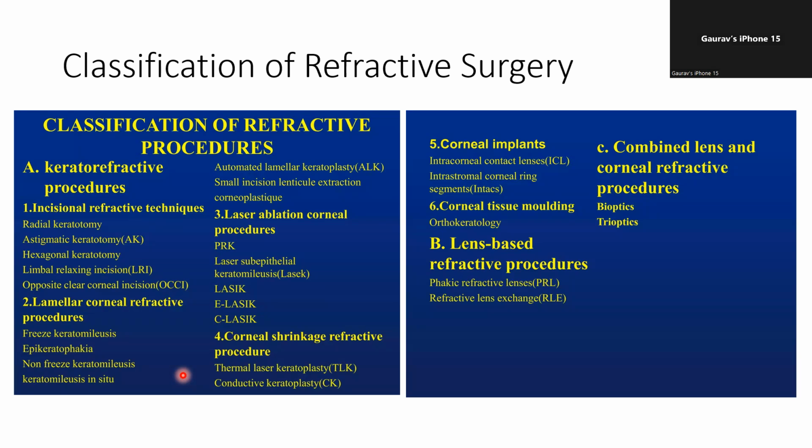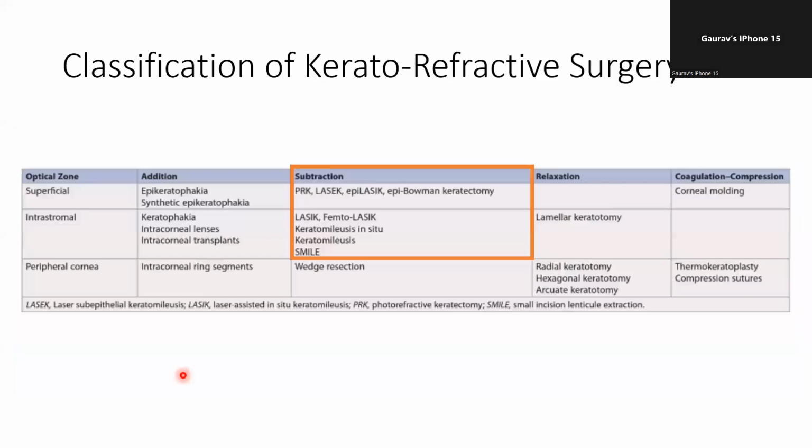So refractive surgery can basically be classified into three types of procedures, which are the corneal refractive procedures, lens-based procedures, and combined lens and corneal refractive procedures. So today, the basis of this discussion is going to be the keratorefractive surgeries.